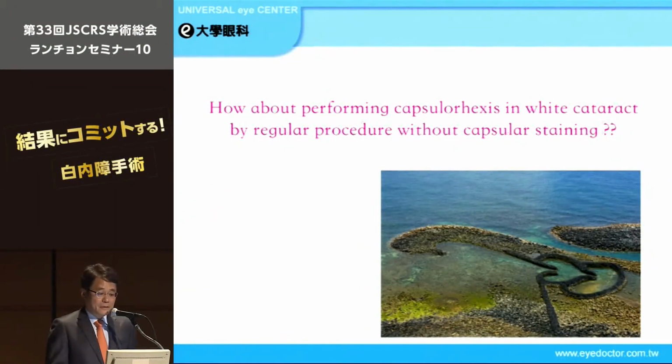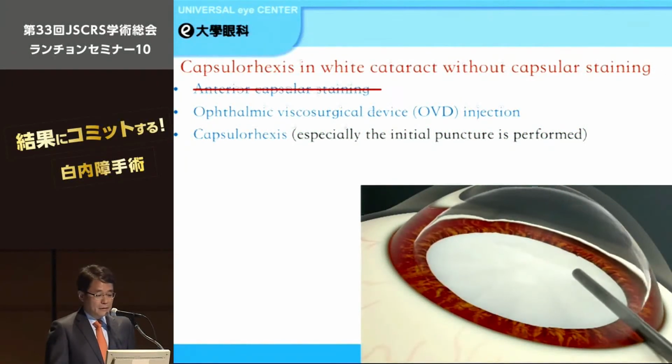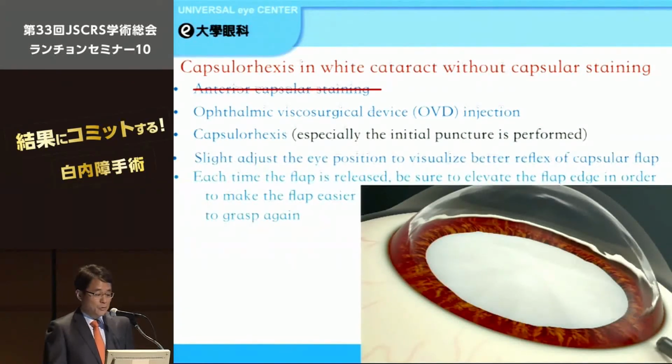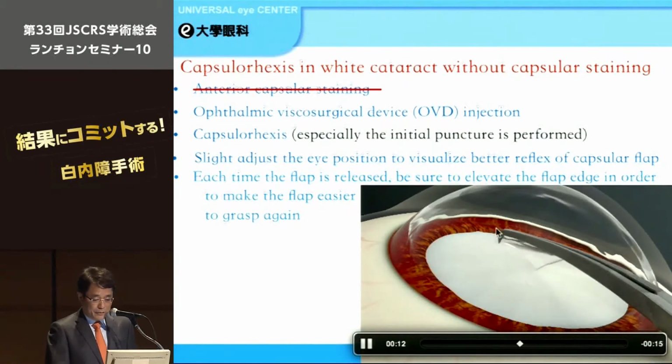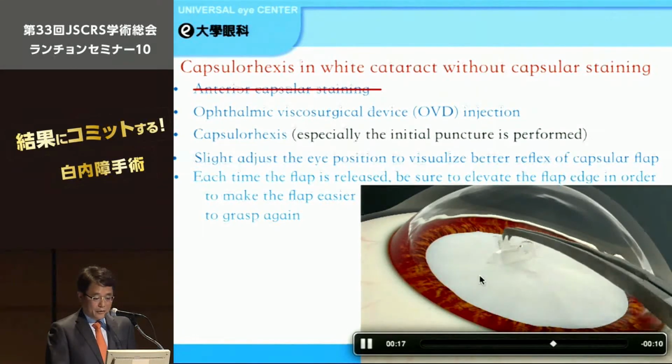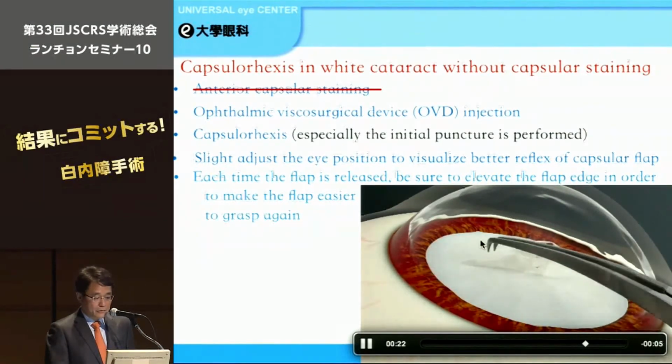Besides this method, how about performing capsulorhexis in white cataract by the regular procedure without capsular staining? Without using anterior capsular staining, we shall slightly adjust the eye position to visualize a better reflex of the capsular flap. And each time the flap is released, remember to elevate the flap edge so that the flap is easier to grab again.